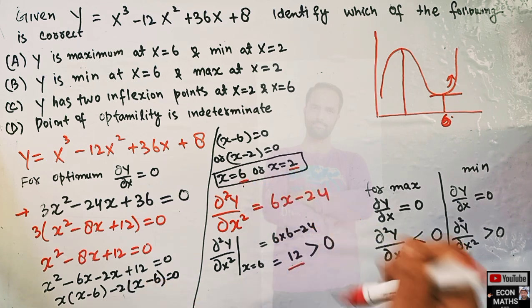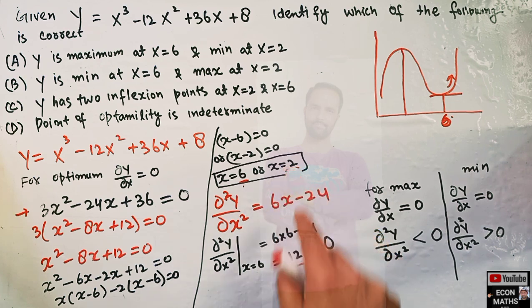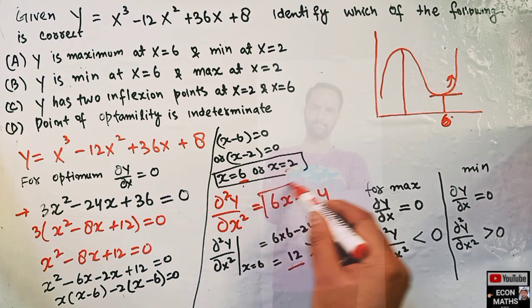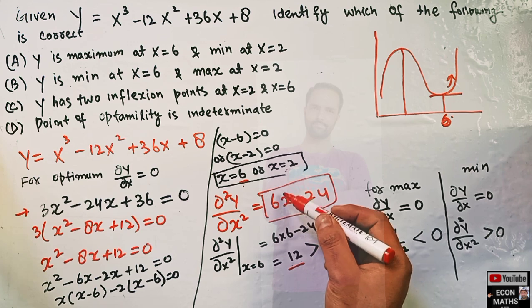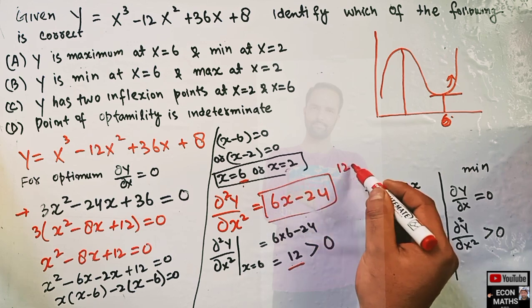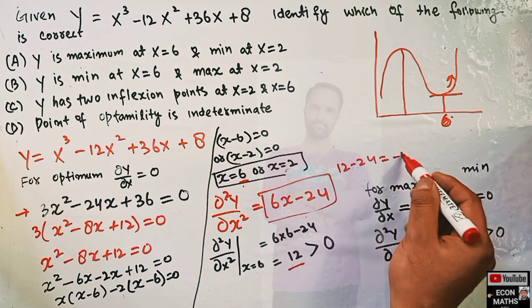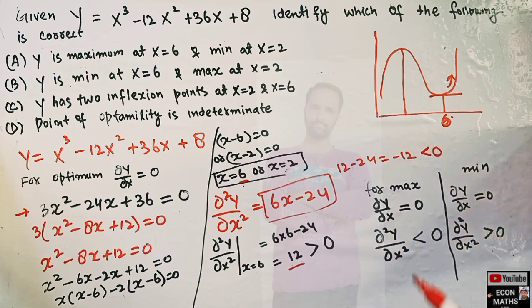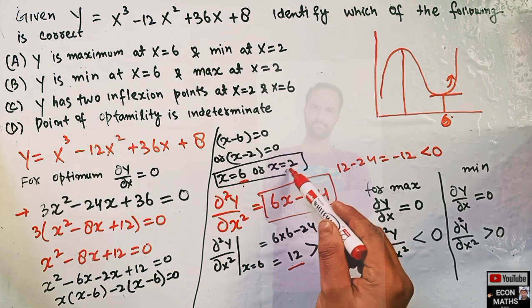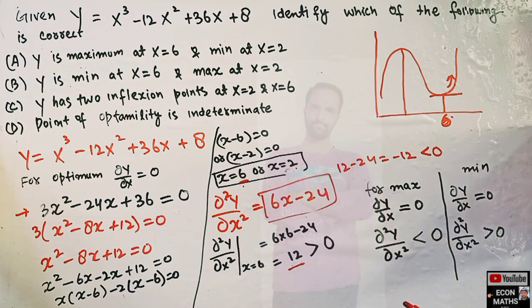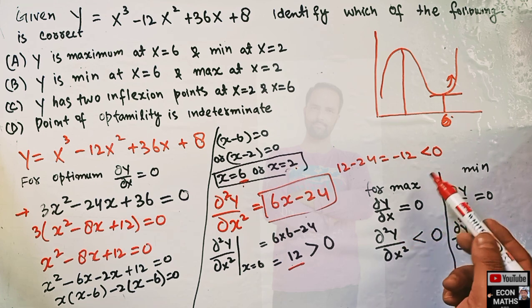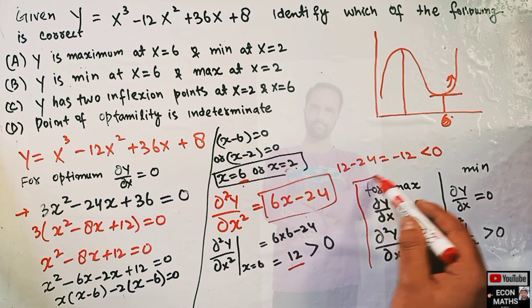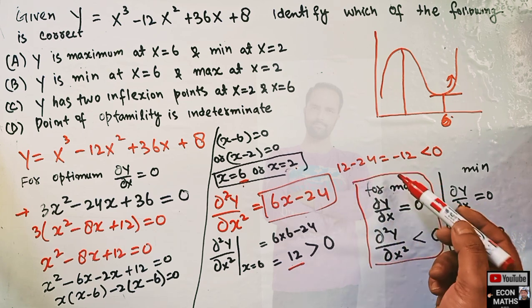And for x equal to 2, let us see what happens when we put 2 in place of 6 in the second derivative. So we have 6 twos are 12, 12 minus 24, which comes out to be minus 12, which is less than 0. So when we evaluated x is equal to 2 in our second derivative, we got a number less than 0, and this very point satisfies the condition for a maximum.